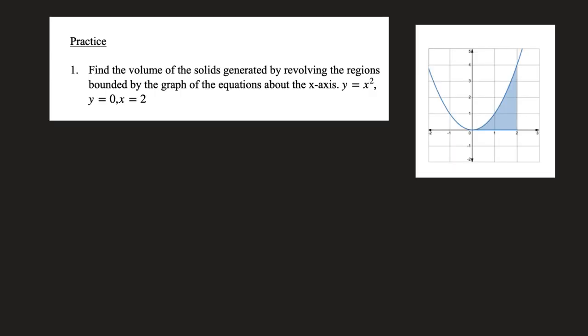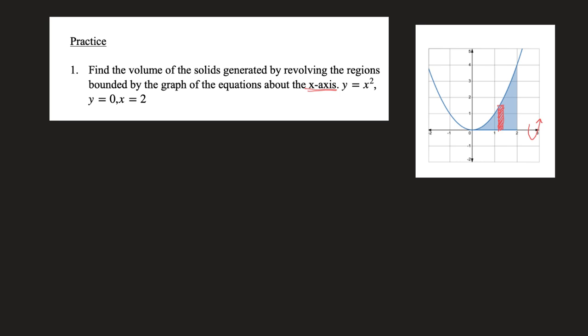Let's practice the disk method. Guys, first identify which axis of revolution, draw the rectangle perpendicular to the axis, then find the radius and find the volume. Let's try this one, guys. So what are you going to do here? Find the volume of the solid generated by revolving the region bounded by the graph of the equation about the x-axis. So the x-axis is the axis of rotation, guys. So we're going to sketch the rectangle perpendicular. Let's sketch the perpendicular right here.